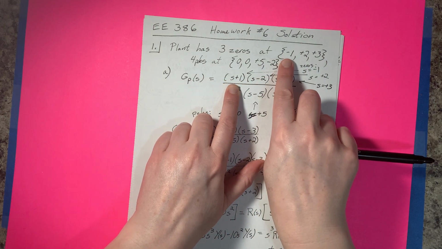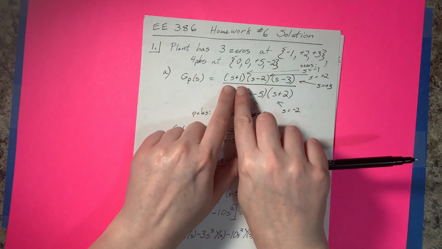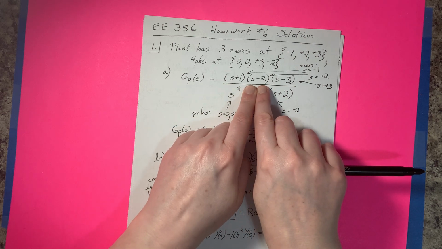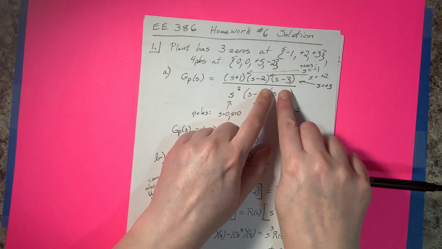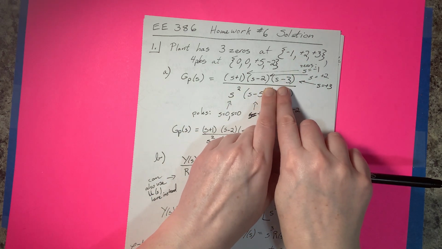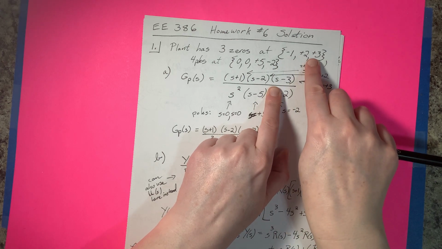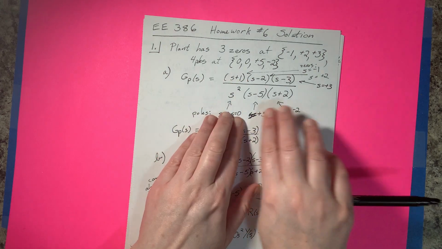We have a -1 solution, so that should correspond to a piece of the polynomial with s plus 1. Similarly, we have an s minus 2, which should correspond to a solution at plus 2. And then also similarly, we have an s minus 3, which should correspond to a plus 3 solution. Okay, we do the exact same thing for the denominator.